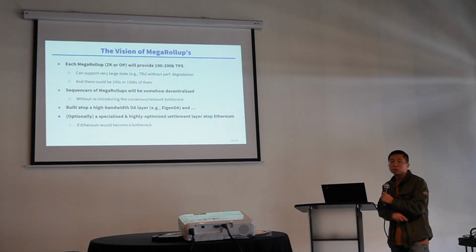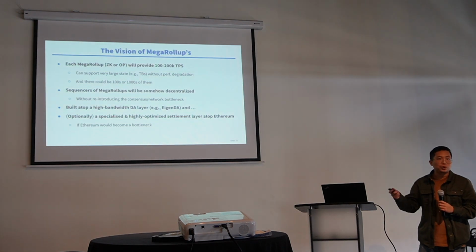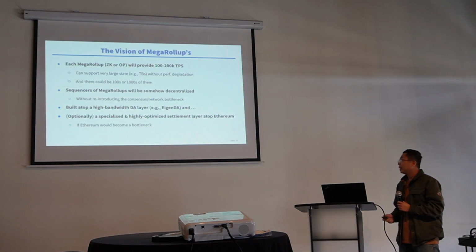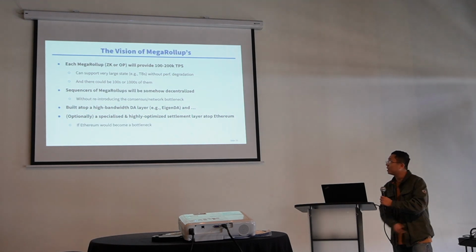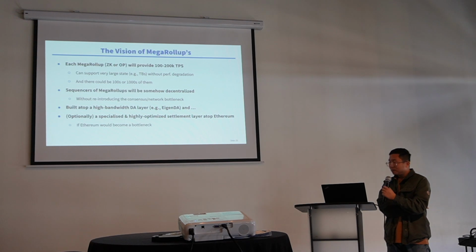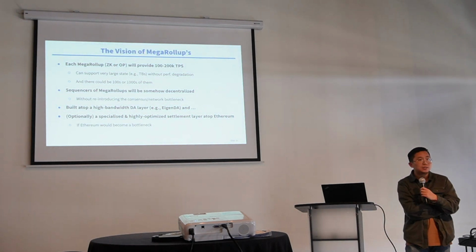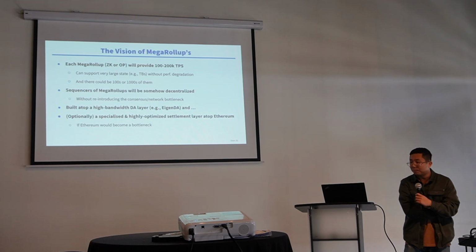Sequencers of mega rollups will be somehow decentralized. However, we don't want to reintroduce the network or consensus bottleneck. Mega rollups have to be built on high bandwidth DA layers, such as EigenDA. And perhaps we also need a specialized and highly optimized settlement layer if Ethereum would become a bottleneck in the future.